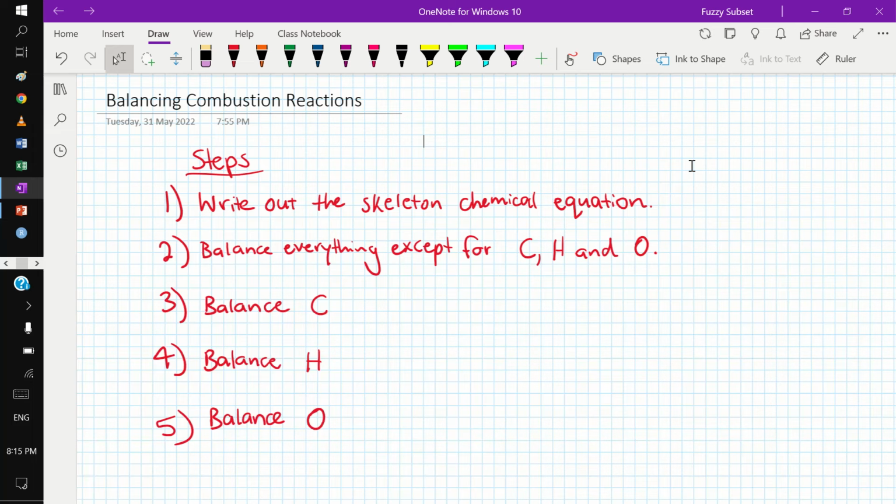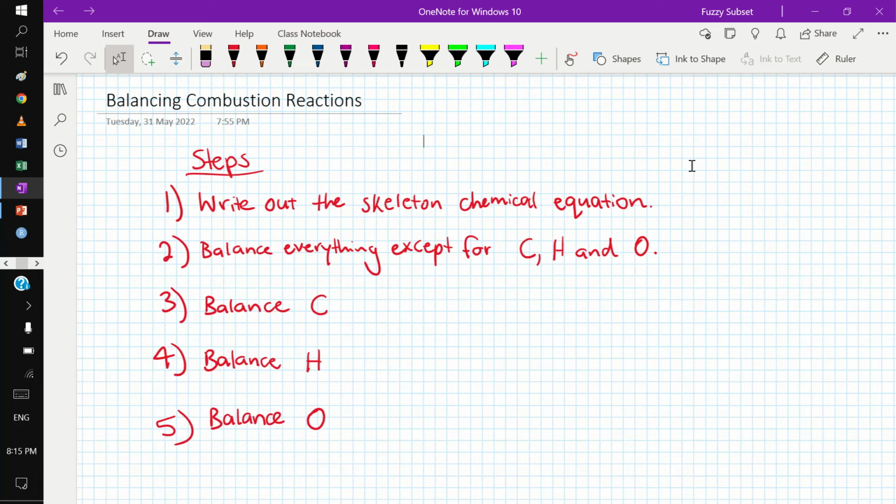The first step we want is to write out the skeleton chemical equation, and I'll show you what that looks like in a second. The second step is then to balance everything, so balance all atoms except for carbon, hydrogen, and oxygen. Okay, you need to leave C, H and O until last. Third step is to balance carbon. Fourth step is to balance hydrogen, and the fifth step is to balance oxygen.